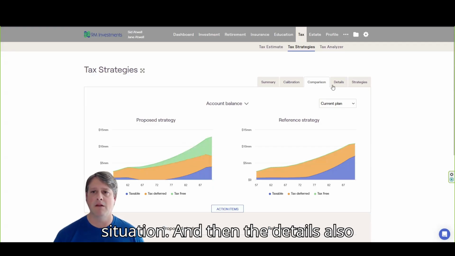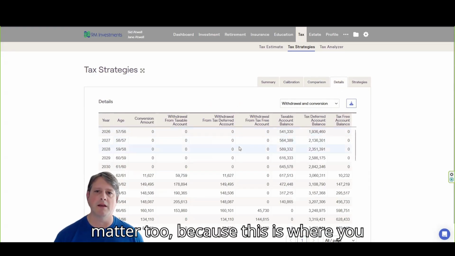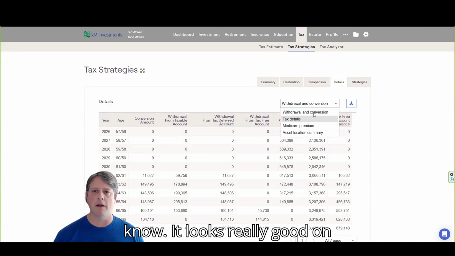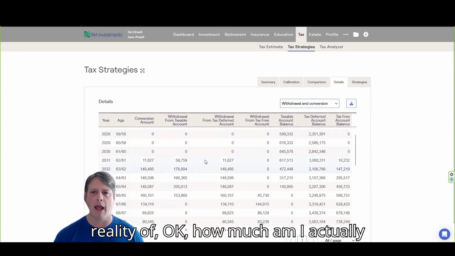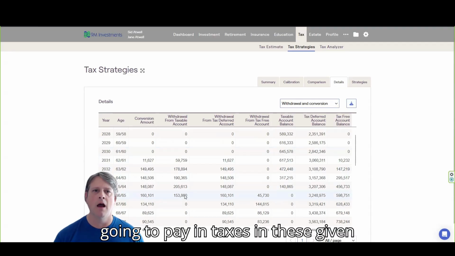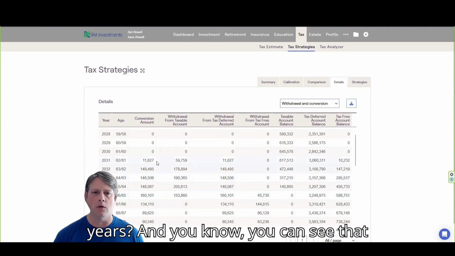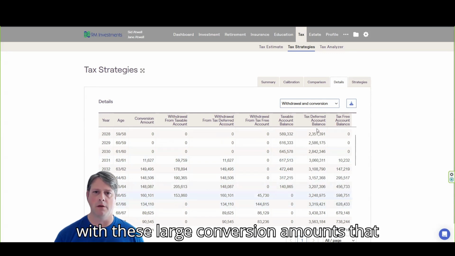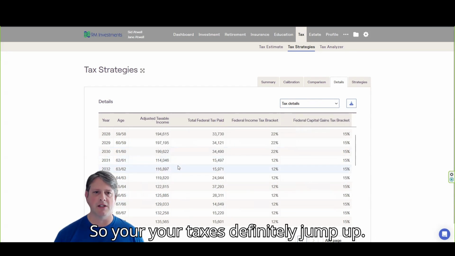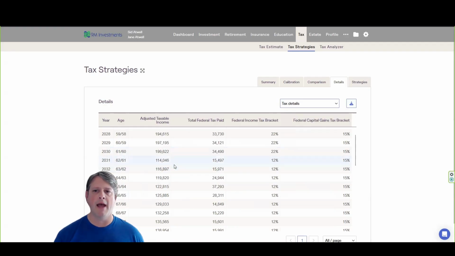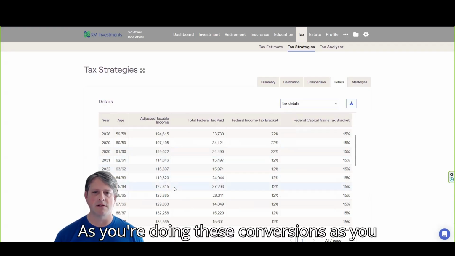And then the details also matter too, because this is where it looks really good on paper, but then you start looking at the reality of, okay, how much am I actually going to pay in taxes in these given years? And you can see that with these large conversion amounts, there's going to be some taxes with that. So your taxes definitely jump up as you're doing these conversions, as you can see here.